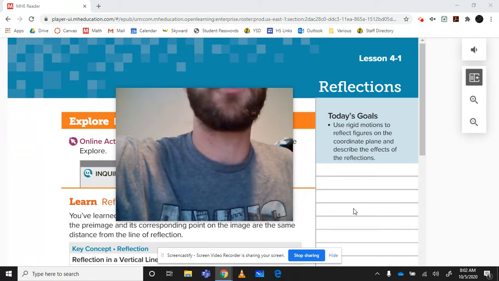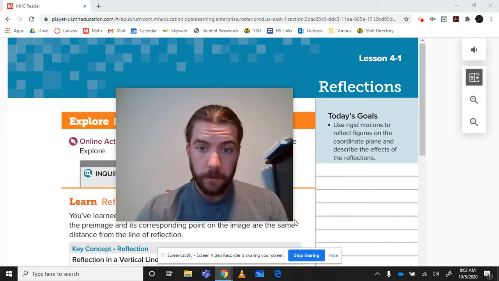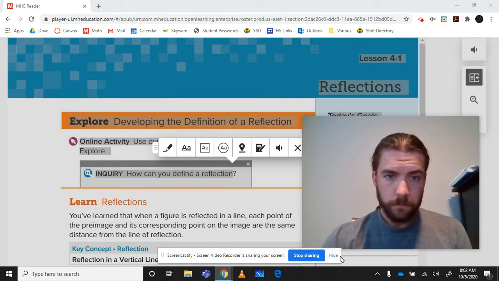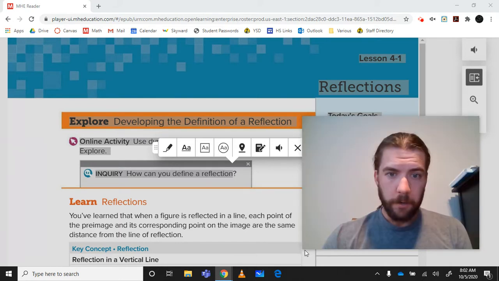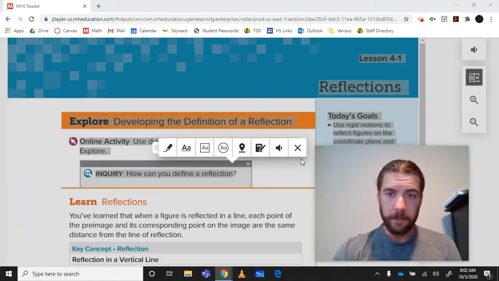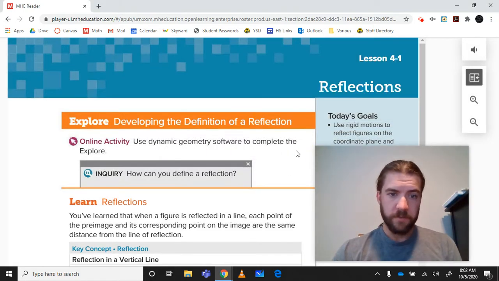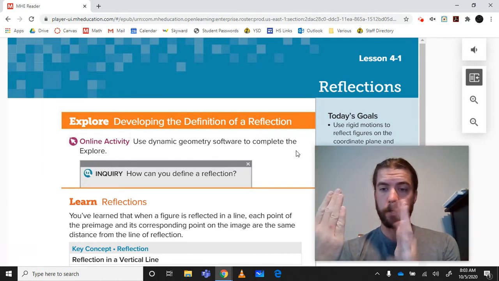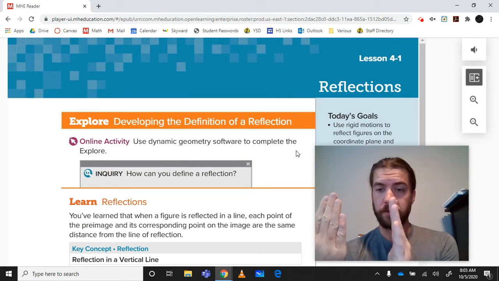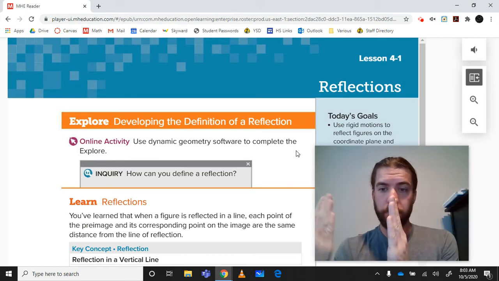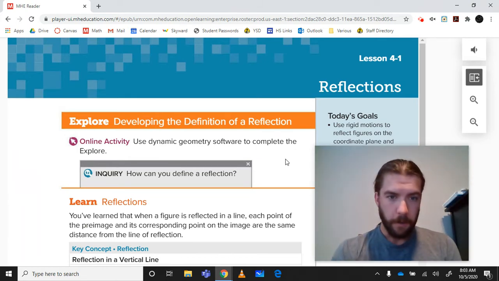Reflections are where we're going to get started today. Let's take a look at the beginning of this. So far you've learned that when a figure is reflected in a line, each point of the pre-image and the corresponding image afterwards are the same distance from the line of reflection. That just means if we had some object here and the reflection line, I like to think of this as the mirror in the middle, then the reflection is going to be the same distance away from the mirror.